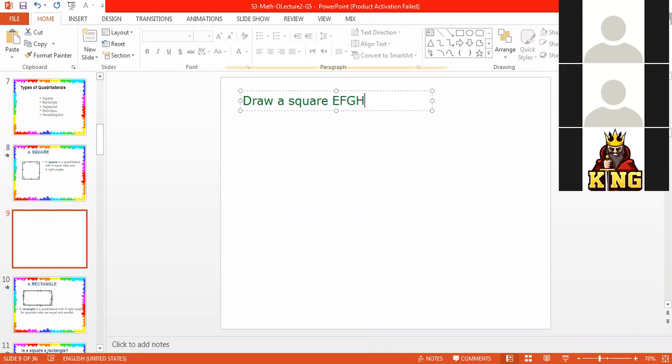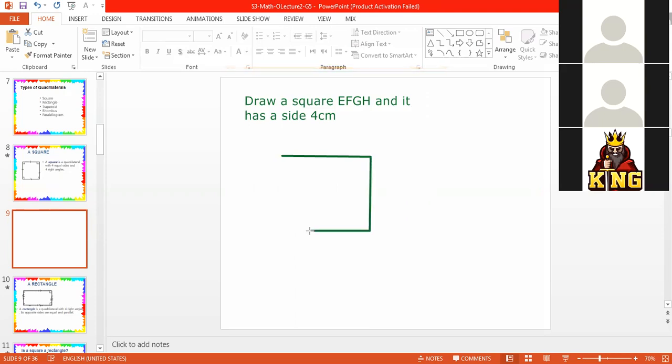It has a side of, for example, 4 centimeters. What do you do? The first thing you do is you bring a ruler. You draw a side which is 4 centimeters. Then you draw a line perpendicular to this line, which is also 4 centimeters. Then you draw 4 centimeters perpendicular, and here 4 centimeters.